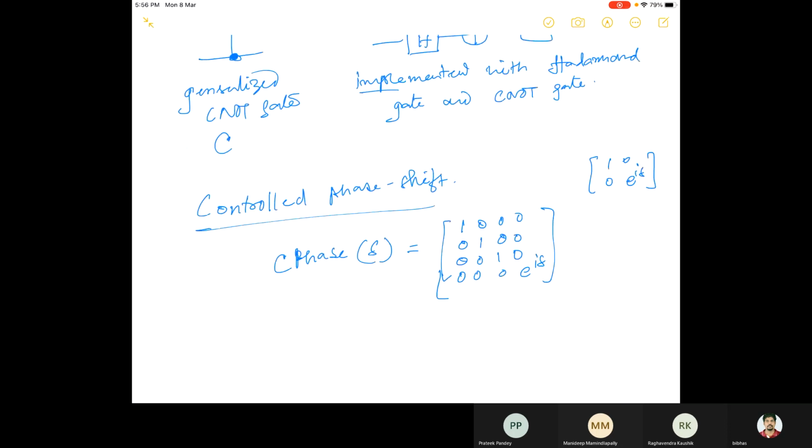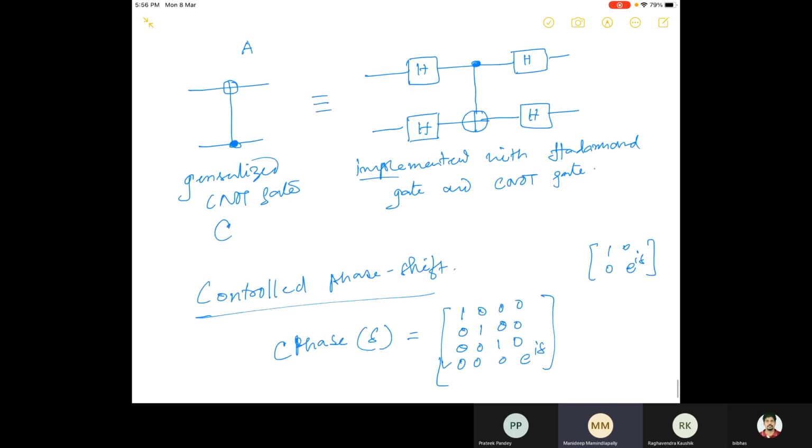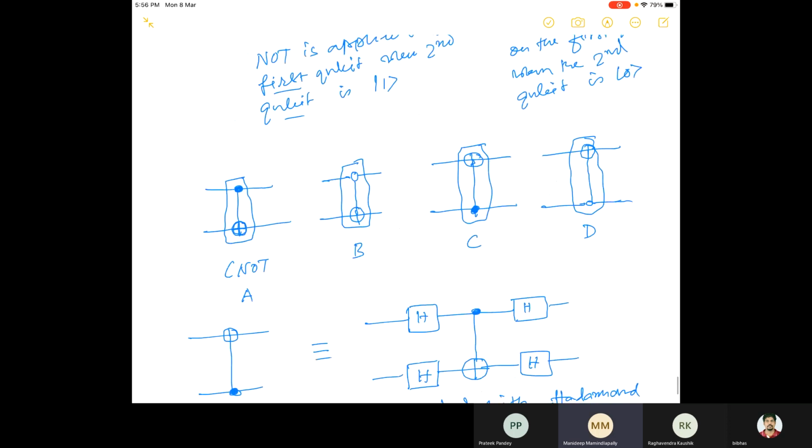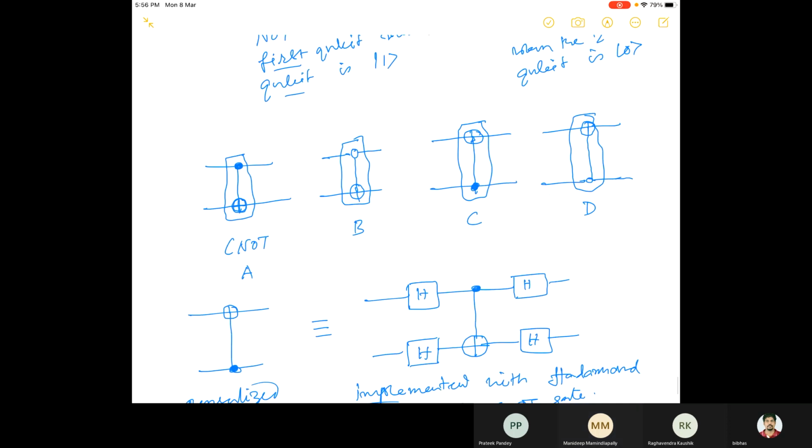Did you have any doubt? Sir, can you show how the C gate can be implemented from the A gate? Not C, say the B gate from the A gate. I mean, this can be treated as an exercise. All the gates, you can do it.